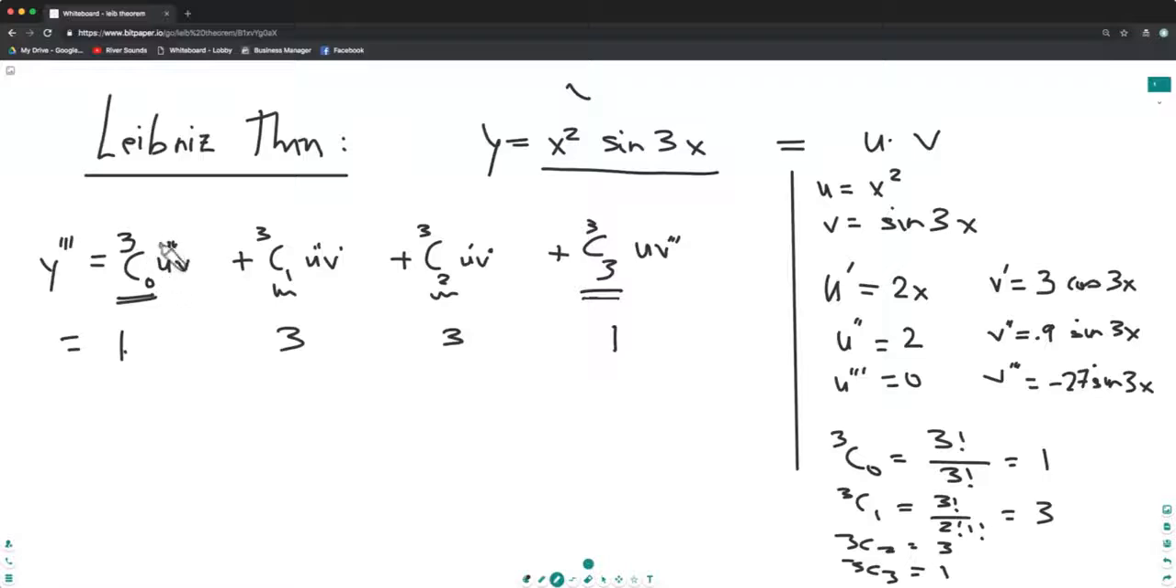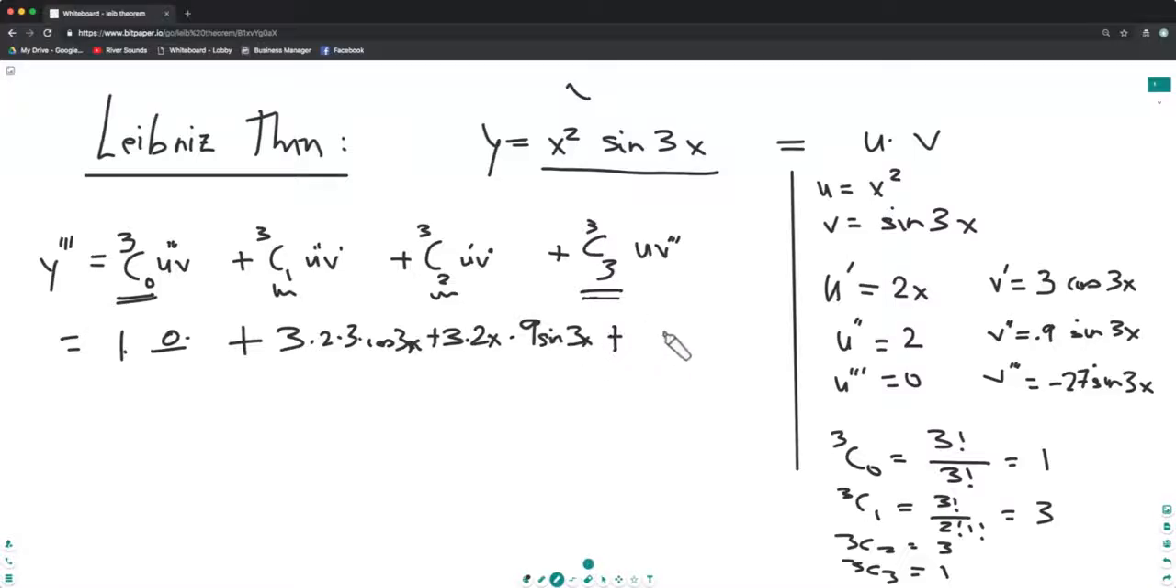And then you can write u triple prime times v. So you've got 0 times v, whatever that is, so that's going to be 0, plus 3 times u double prime, so that's 2, times v prime, and that's 3 times cosine of 3x. And then you've got 3 times u prime times v double prime. So that's going to be 2x times v double prime, which is 9 sine 3x.